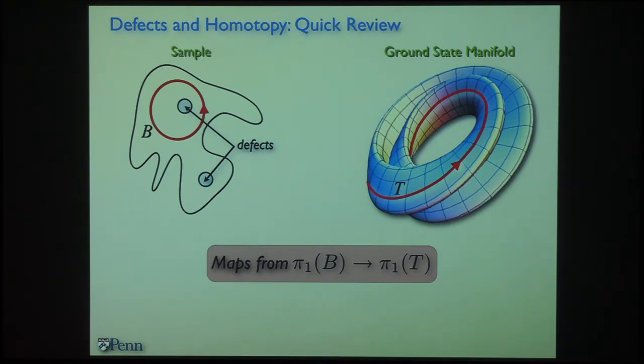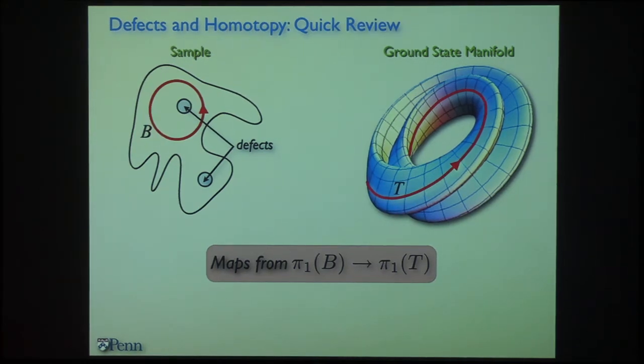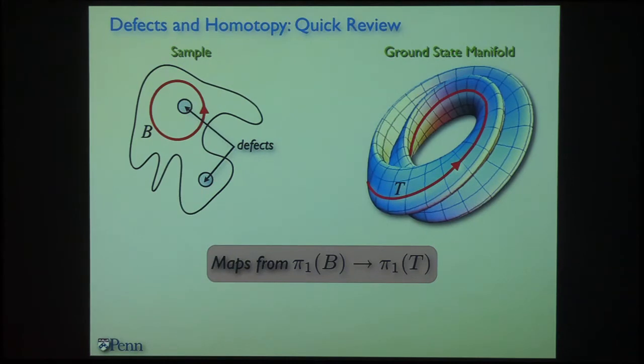Well, if the topological defects are classified by maps from one group to another, I've got a problem because I can't add two plus 1 defects together. If I try to take two plus 1s, I don't get something new, right? And that means that group theory fails to characterize the defects in a smectic.